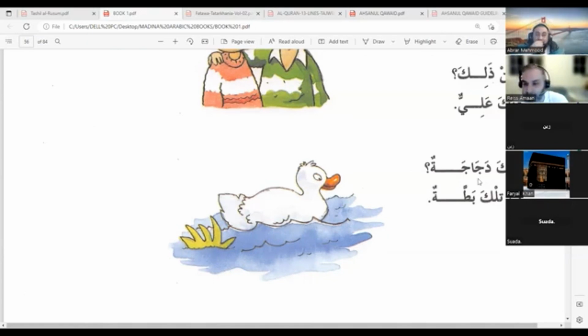Atilka dajajatun, is that a chicken? La, tilka battatun. No, that is a duck. Yeah, that's better. Good. MashaAllah, well done. Alhamdulillah, I like the thinking.